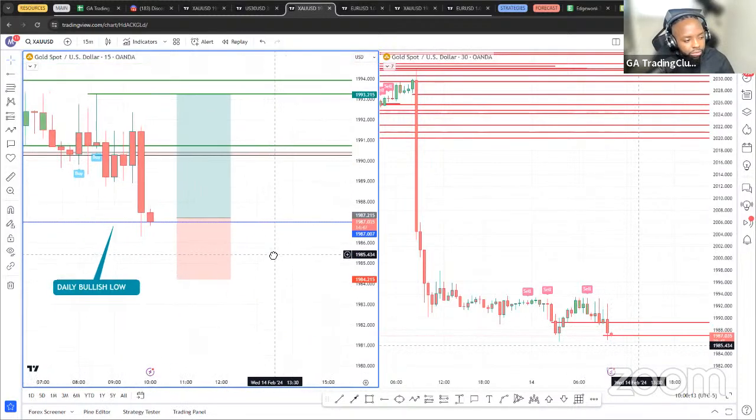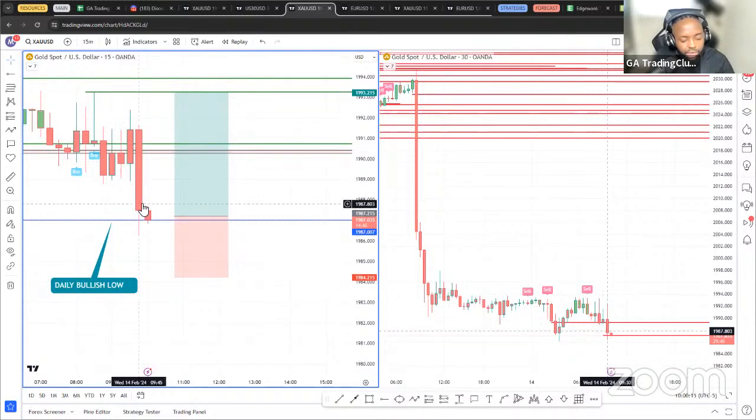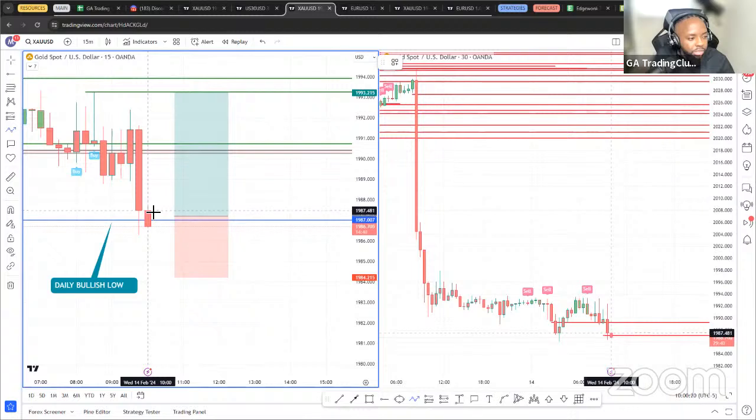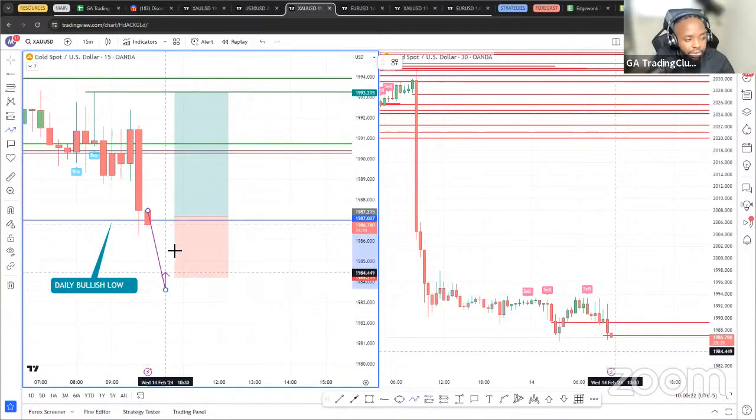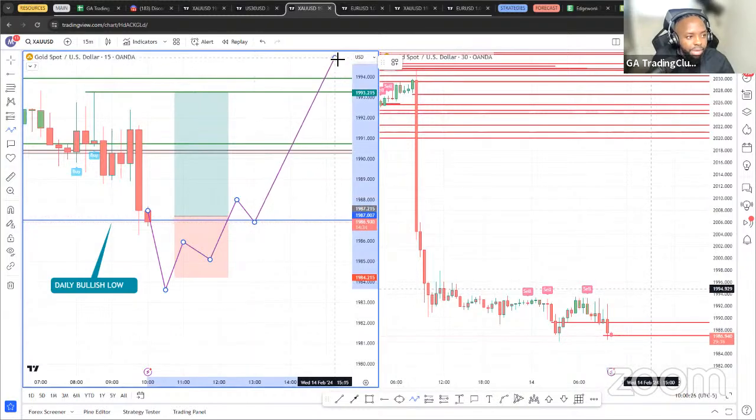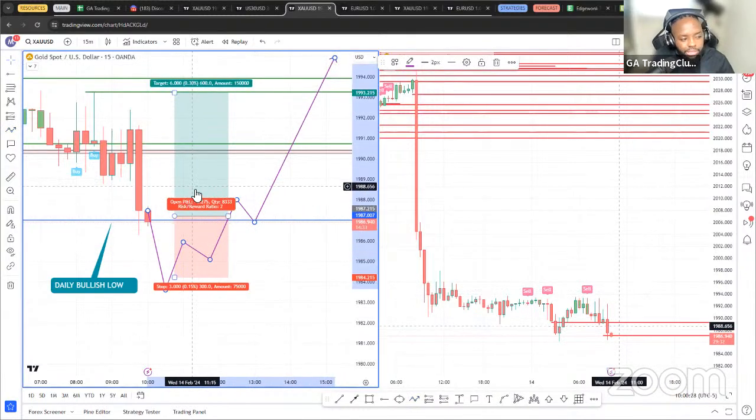So I'm waiting. When you have daily or weekly or high time frame order blocks, you normally expect price to go down first so that they mitigate it, and then they come back later, pick up liquidity, and then go back. So you don't want to jump in just as of yet.